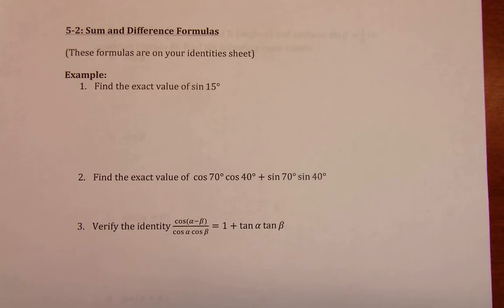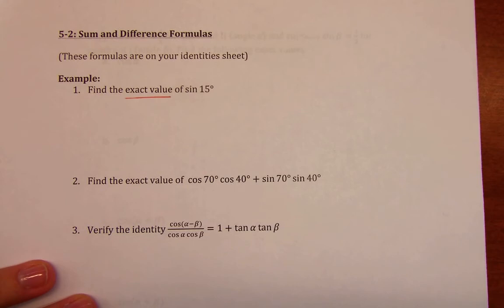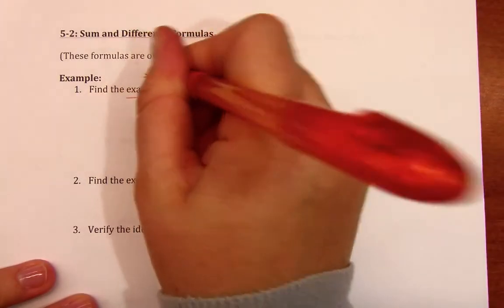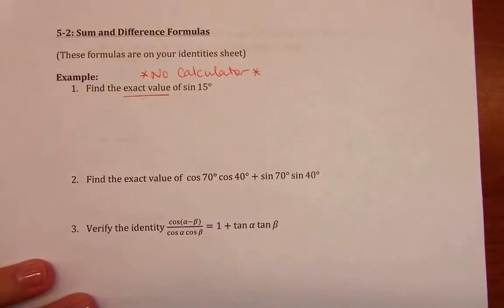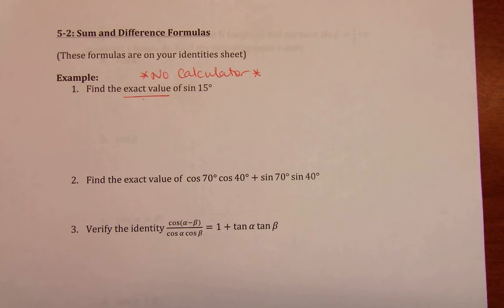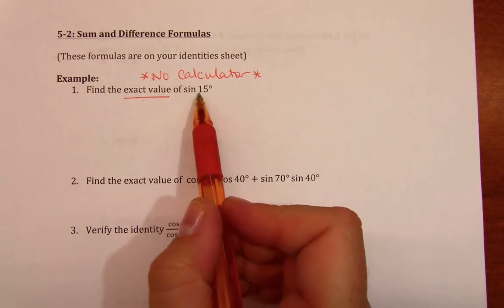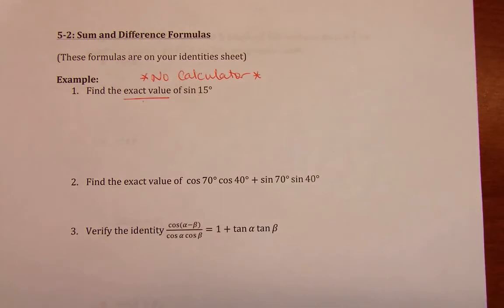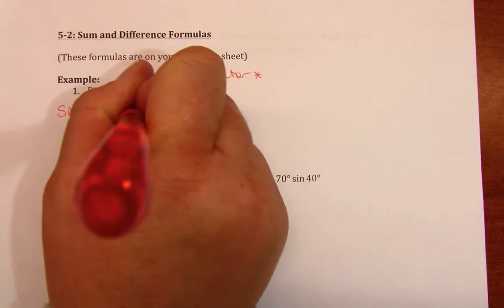Now, before we jump into verifying, let's actually just practice using the sum and difference formulas. So it says find the exact value of sine of 15 degrees. Exact value means no calculator. Okay, so we need to use some angles that add up to 15 degrees, or subtract equals 15 degrees. So I could do 45 minus 30, or 60 minus 45, or 150 minus 135, but let's just keep it simple. I can use 45 minus 30.